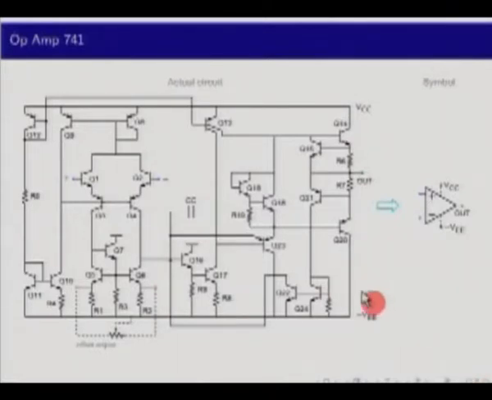All right, so all those things are actually not to be explained to the students at this point. We just need to tell them that it is indeed a complex circuit. Okay, so let's go ahead, and this whole complex circuit is represented by this simple block here, and very often we will not even show VCC and minus VEE. Okay, let's go to the next slide.